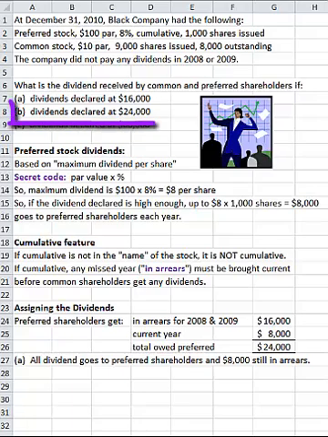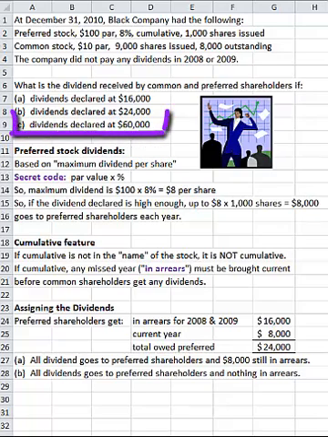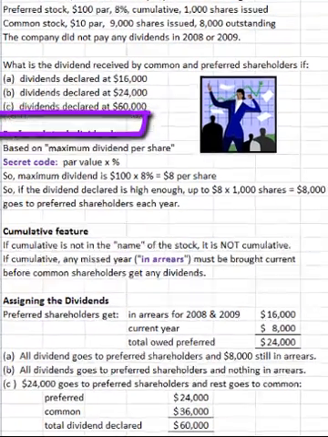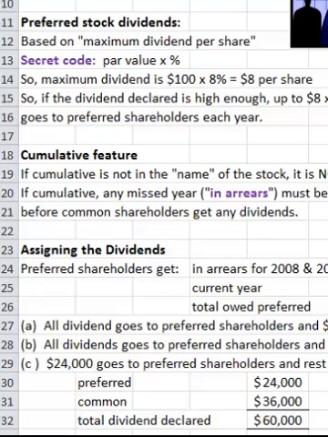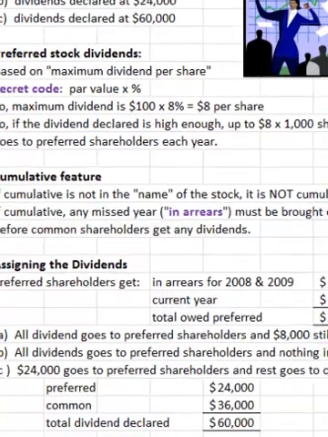Now we have enough dividends declared to satisfy the preferred shareholders. So all of the dividends that are declared are going to go to the preferred shareholders, and nothing is in arrears, and common shareholders didn't get any. What about under scenario C? Under scenario C, we would give the preferred shareholders their full amount, and then the rest would go to common. And since we declared 60, we remove the 24 and the remainder go to the common shareholders.